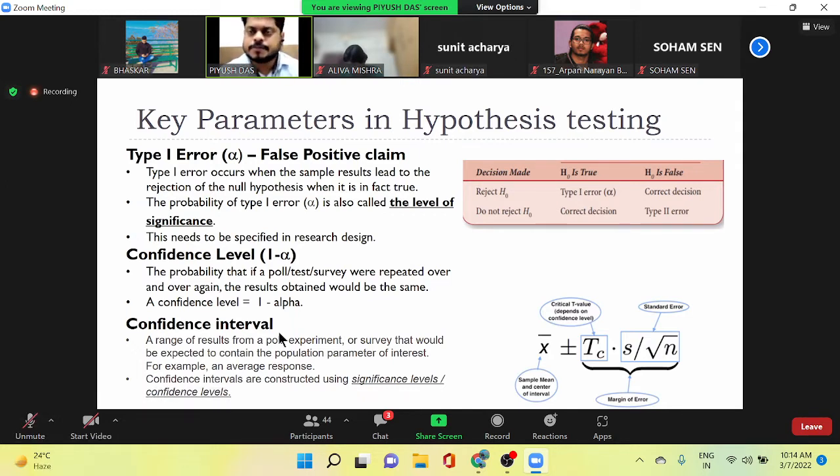Somewhere, sometimes you'll hear about something called confidence interval. It is not confidence level. There are two different concepts: confidence level and confidence interval. But first, you have to define your confidence level.